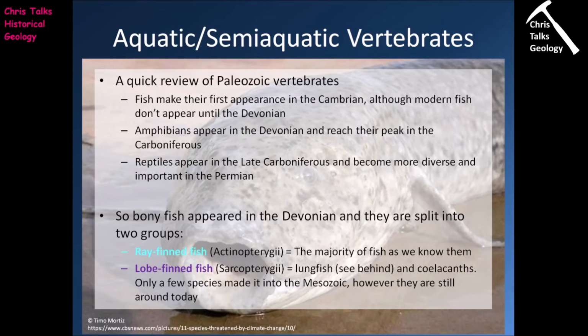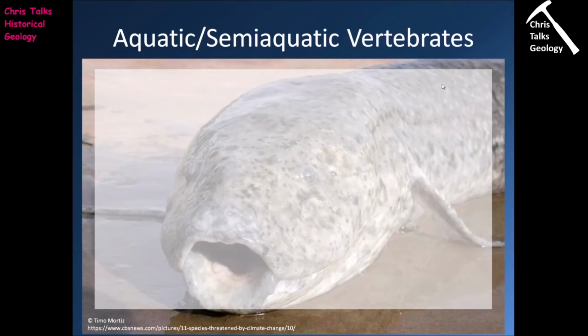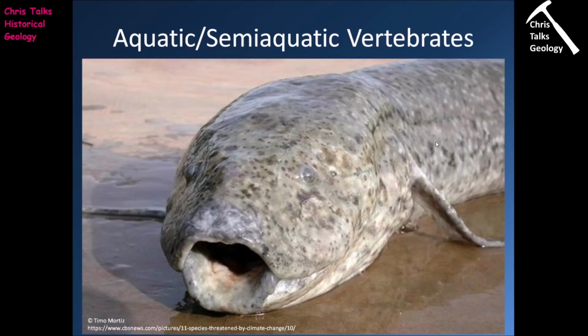So let's think about the bony fish. So the bony fish appear in the Devonian, and they're split into two groups: the ray-finned fish and the lobe-finned fish, of which, in terms of the lobe-finned fish, we have the lungfish, from which we evolve eventually, and the coelacanths. And of course, here's a lungfish in the background there.